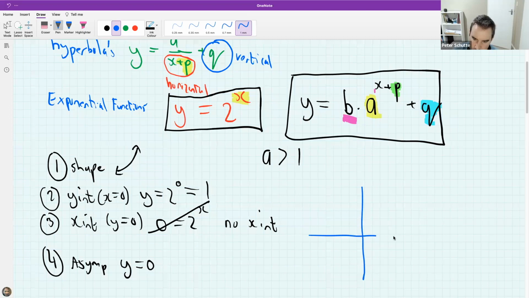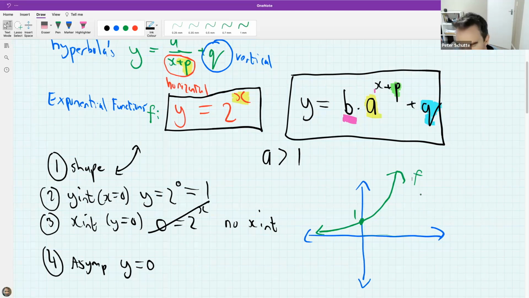So let's draw this. What points do I have to deal with? Well, I know that the y-intercept is 1. I know the asymptote is on the x-axis, and I may not cross an asymptote. And so this graph is just going to look like that. And if I wanted to call this function f, that's the simplest exponential function that I can draw.